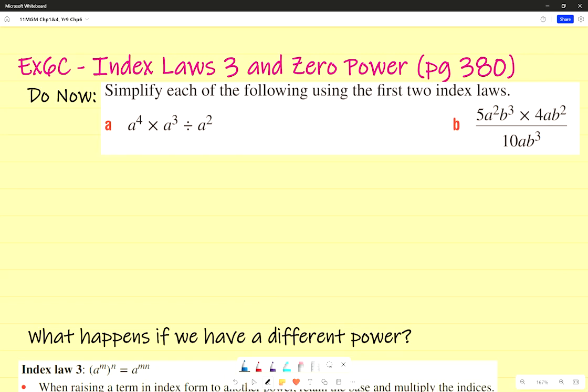This is an introduction to exercise 6C on index laws 3 and the zero power. Again, to be very clear, you do not need to know the names of them. You don't need to label which one is index law 3 or prove that, etc. I just need you to know how to use them.